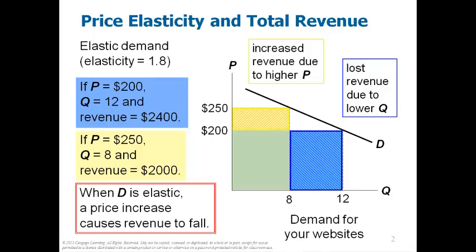Conversely, if you charge $250, you go over to the demand curve and down, and this shows you that you only have 8 customers. So the total revenue that you take in would be equal to $250 times 8. So the total revenue would equal $2,000. So if the demand for your product is elastic like this, then an increase in price causes your total revenue to fall, or a decrease in your price would cause the total revenue to go up. That's for an elastic demand curve.